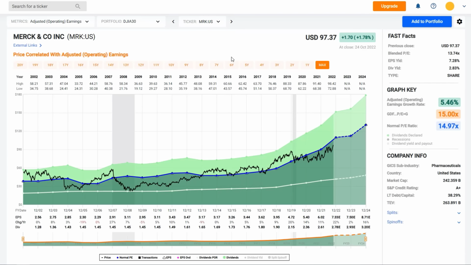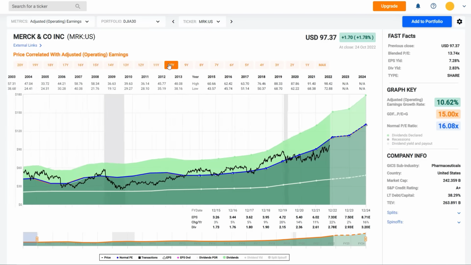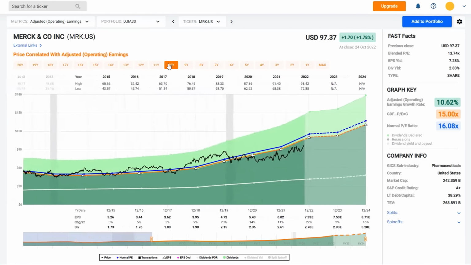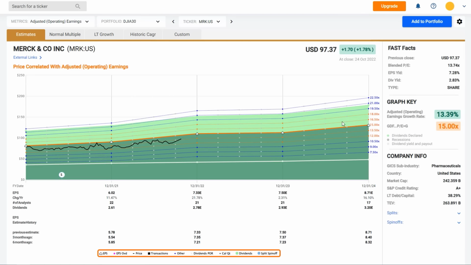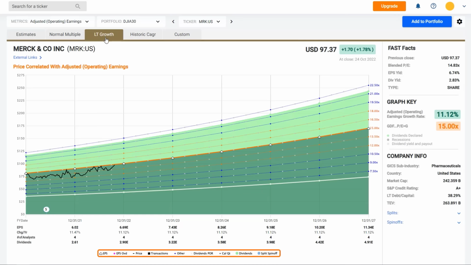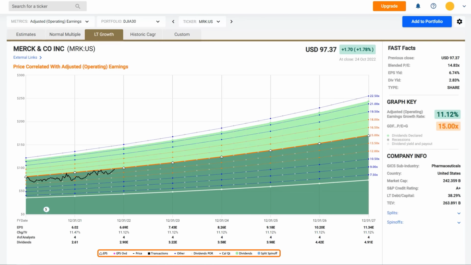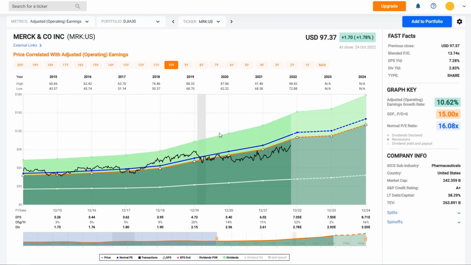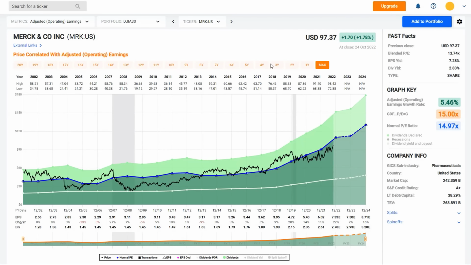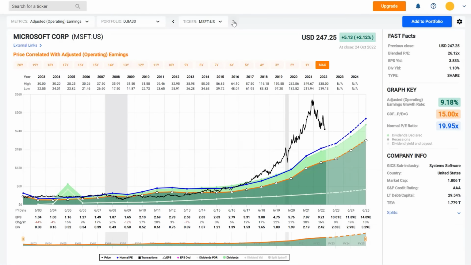Next one I'll look at is Merck. Merck has been benefiting from COVID. As you can see, over the last 10 years, their growth rate has turned double digit again. The company's forecast growth rate is expected to be double digit as well. Even their long-term growth is expected to be double digit. So Merck, with a 2.8% dividend yield and an earnings yield of 6.74 and an A+ rating, is probably a very attractive company to consider for either total return or dividend income if you're looking for either.